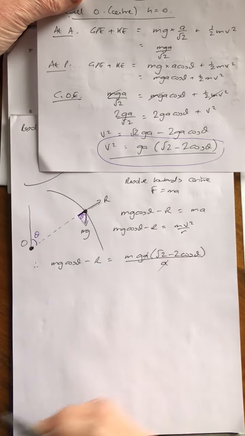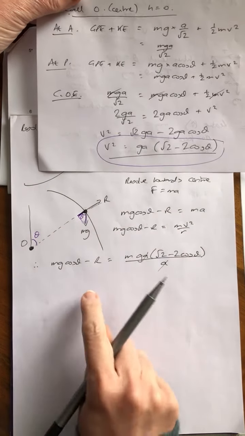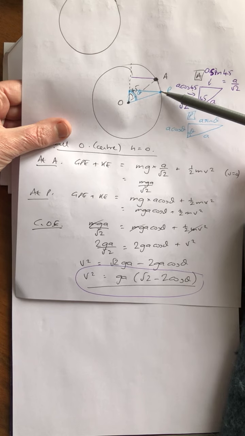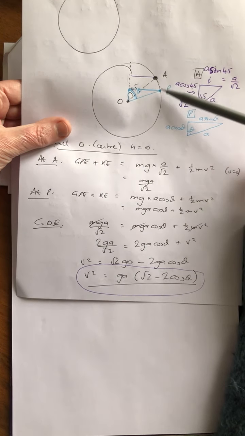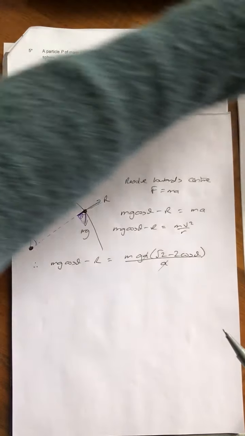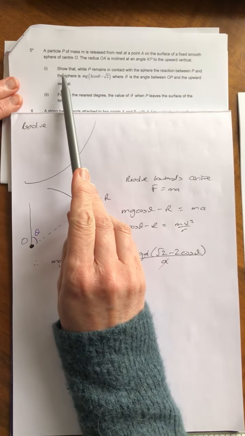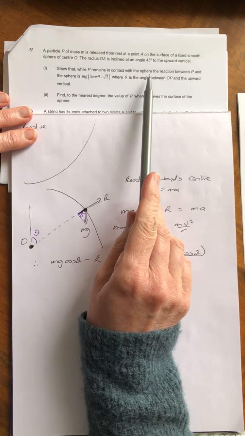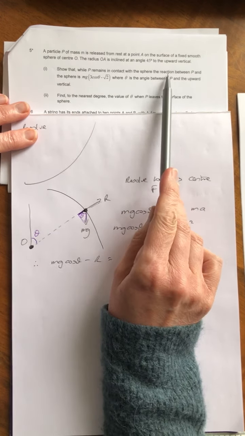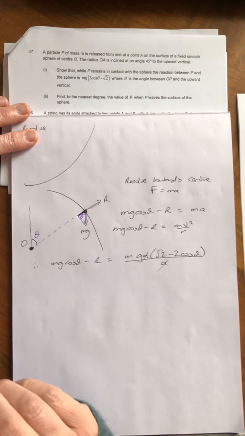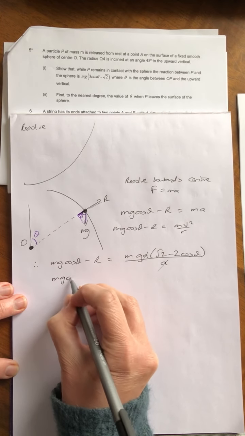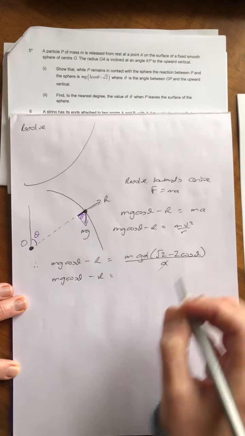Those a's cancel. So what I've done there, I've just done it for a general point P. So remember our point here, for all points P as it comes down, whether we're there or further down there. But what the question's asking is to show that while P remains in contact with the sphere, the normal reaction is equal to this here. So we've got to carry on and work on this. I'm thinking ahead to the next bit of the question.